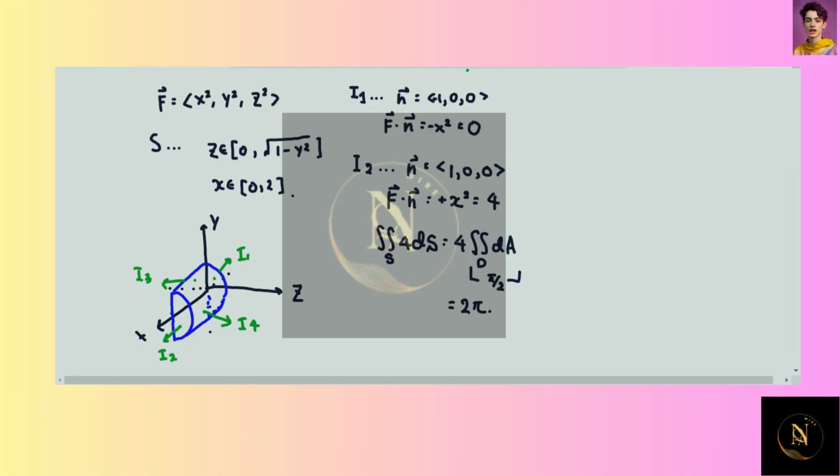Now I3, let's do it over here because I know that the result is simple. The normal vector is in the opposite z direction, so it will be (0, 0, negative 1). F dot n is going to be negative z squared, but we know that z is equal to 0, so we don't have to worry about that flux. And finally, I4.